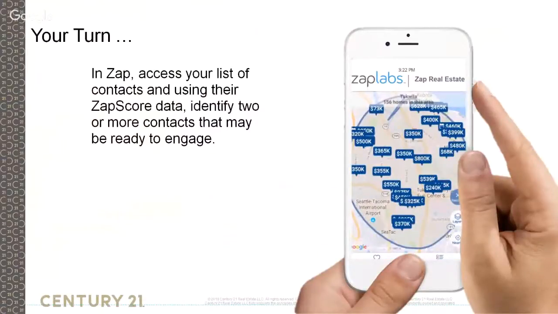In Zap, access your list of contacts and, using their ZapScore data, identify 2 or more contacts that may be ready to engage. Reach out to those contacts. Email them, text them, give them a call. Send them a link to your Facebook or LinkedIn or some other social media site so they have an opportunity to get to know you a little bit better.